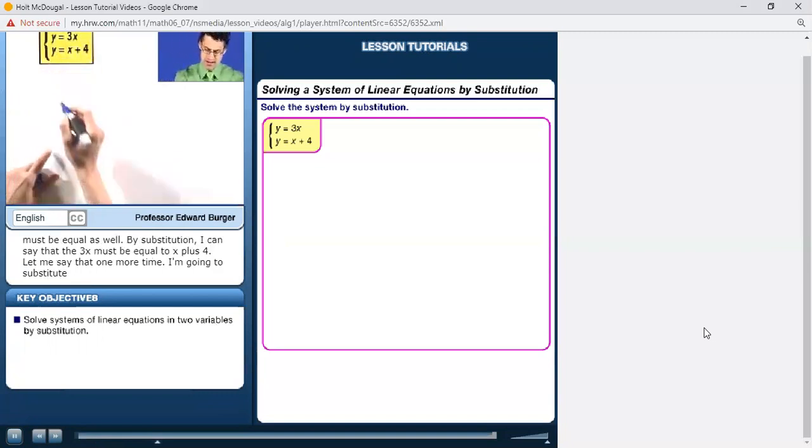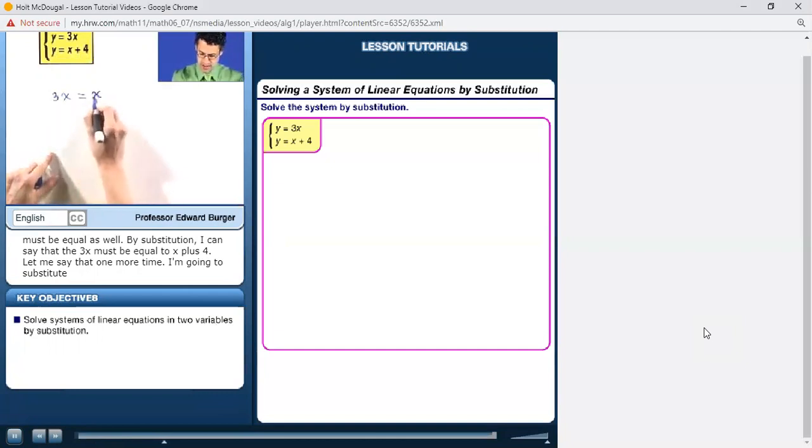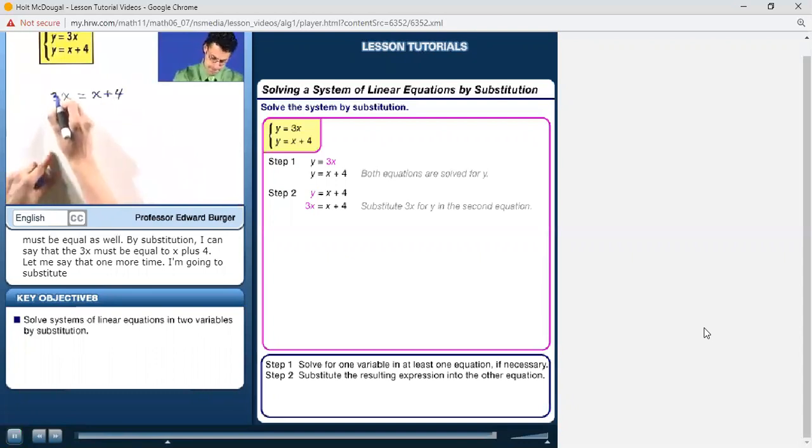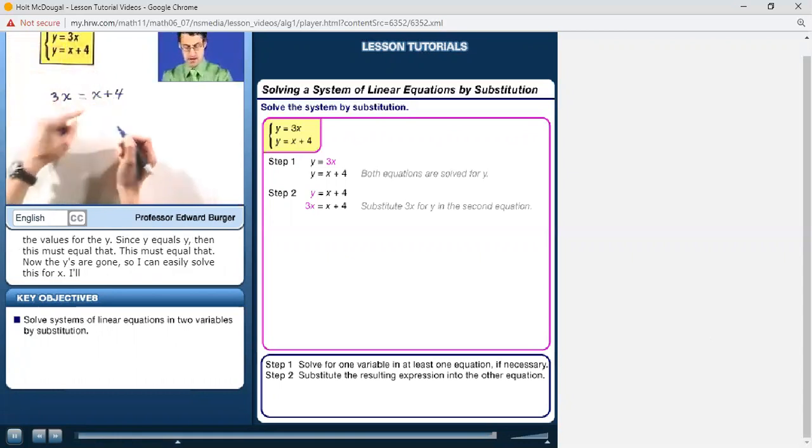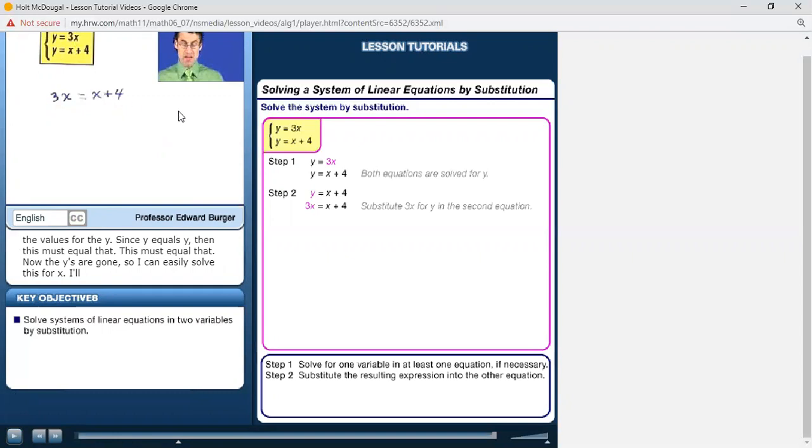And so by substitution, I can say that the 3x must be equal to x plus 4. Let me just say that one more time. I'm going to substitute the values for the y. Since y equals y, then this must equal that. Well, now, here it doesn't matter whether you write 3x equals x plus 4 or x plus 4 equals 3x. As I showed you before in the example, we wrote x plus 4 on the other side of the equation. It doesn't matter where you write it. Anyhow, when you solve and when you bring the letters and the numbers together, your answer is going to be the same. Now the y's are gone.